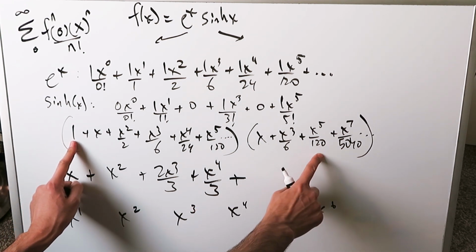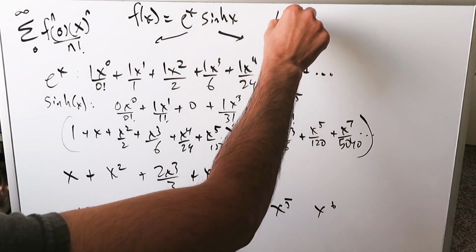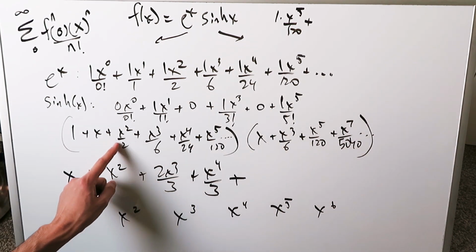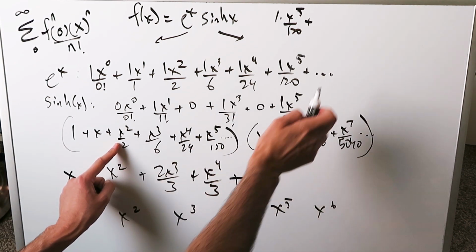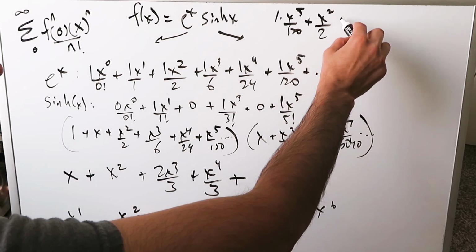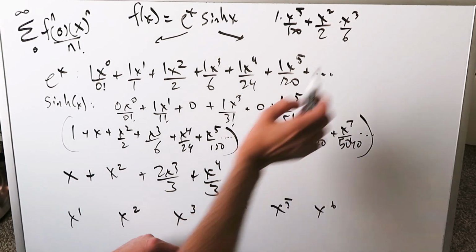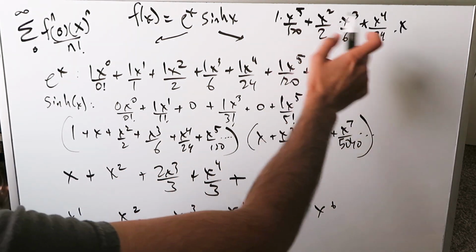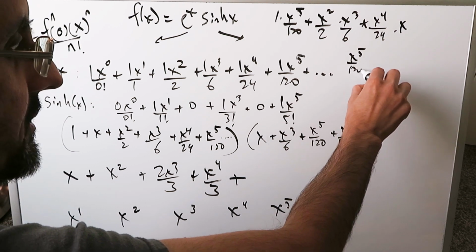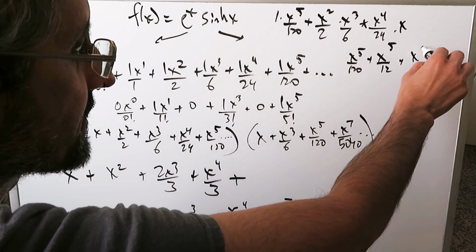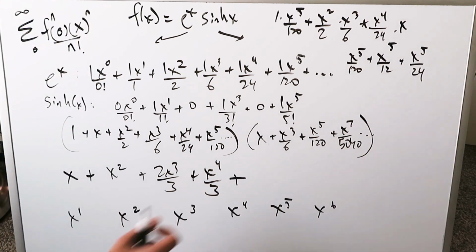How about this? 1 times x to the 5 over 120. That's one way. How about x squared over 2 times x cubed over 6? That'll give you an x to the fifth term. There seems to be one more, x to the 4 over 24 times x. And now bring all of these together. You have x to the 5 over 120 plus x to the 5 over 12, and lastly x to the 5 over 24. That's what you have.